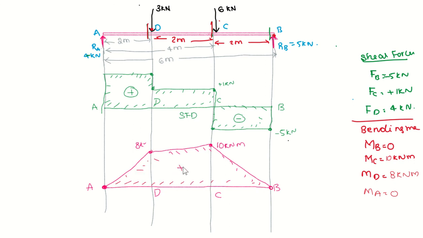One thing you have to observe here: the bending moment will be maximum, that is 10 kilonewton meter, where the shear force touches 0. Here is the place where the shear force is changing its sign from positive to negative, or let me say negative to positive. That is the place where it is touching 0, and there we will get the maximum bending moment. That is very important to remember. So where shear force is 0, there the bending moment will be maximum. I hope you got it a little. Thanks for your time.